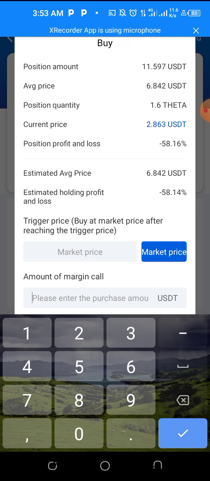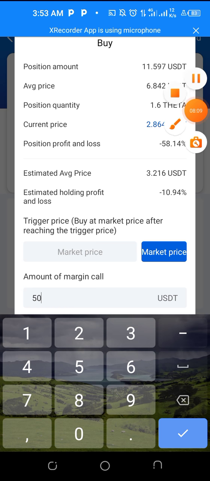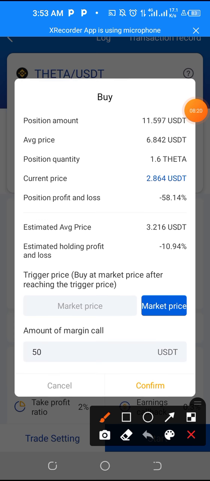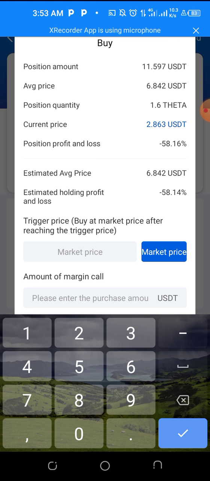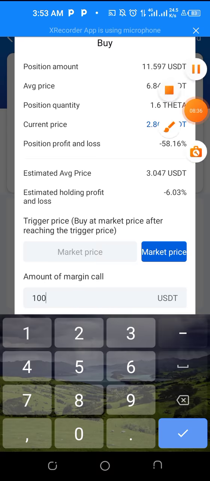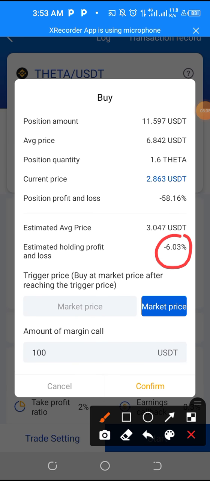Let's say I put $50. You can see the moment I put $50, I want to put more money into this trade. You can see that from -58, the percentage loss has reduced to -10. So if I want to reduce the loss more, I can put more money. Let's say I put $100, you can see the loss has reduced again to -6.